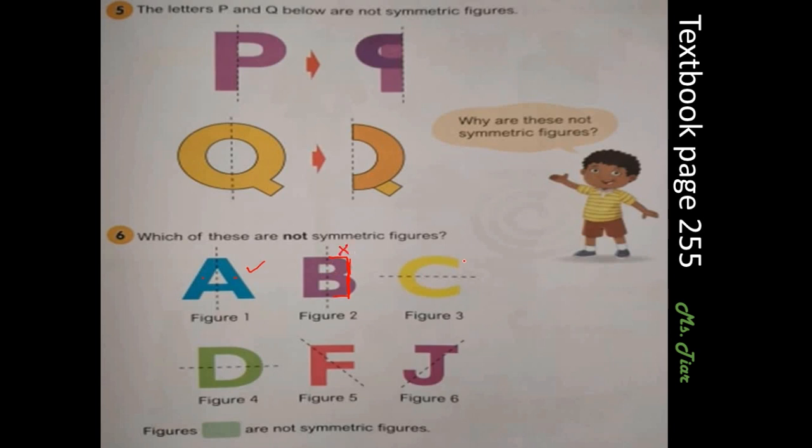C, if you fold, this half will meet the other half. Is this symmetric? Yes. D, let's check D. Is it a symmetric figure? Let's check. Oh yeah, it meets the other half, so it's symmetric. F, if you put it like this, is it symmetric? No. J, the same, it's not, right?